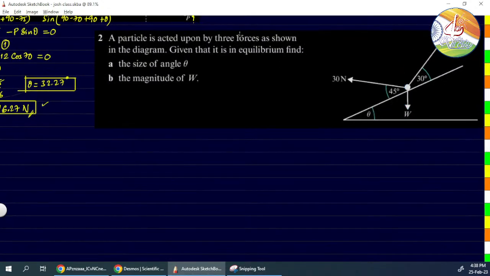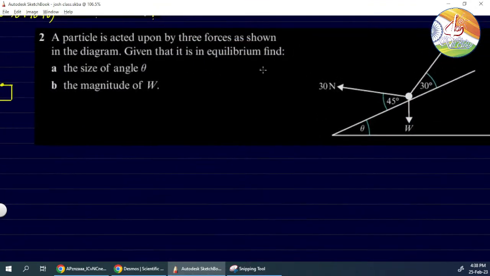Here we have the next question. We have a particle which is acted upon by three forces as shown in the diagram. Given that it is in equilibrium, find the size of angle theta. So theta is over here, and we have to find the magnitude of W.